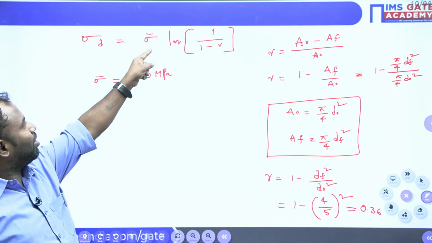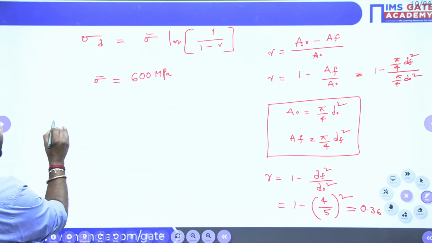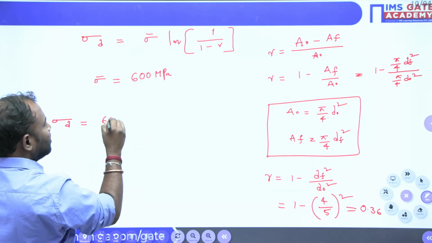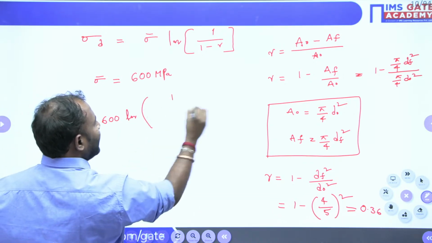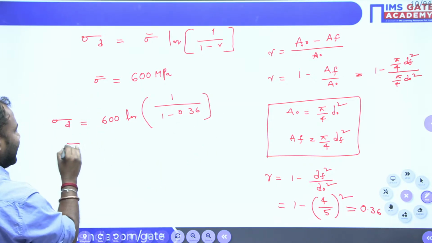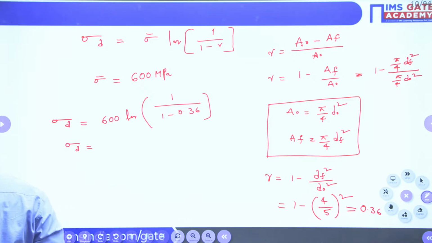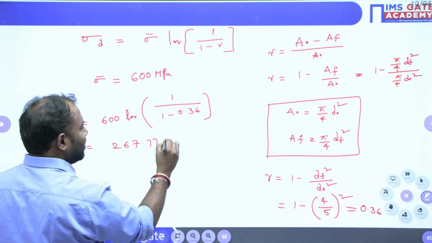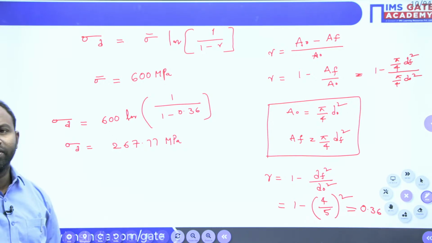I know sigma bar and R, so I can get sigma D. Now let us write sigma D equals 600 ln of 1 by 1 minus 0.36, such that you are going to get the drawing stress of 267.77 megapascal, isn't it, guys?